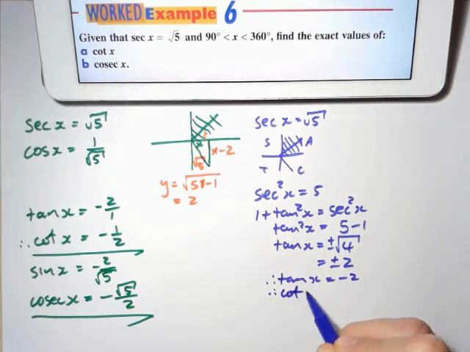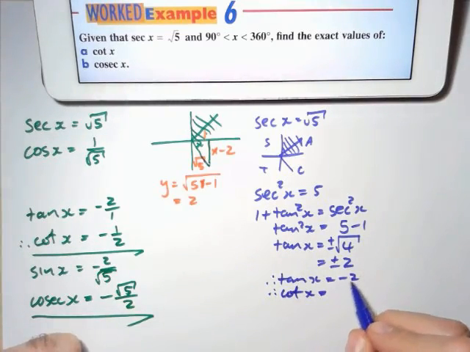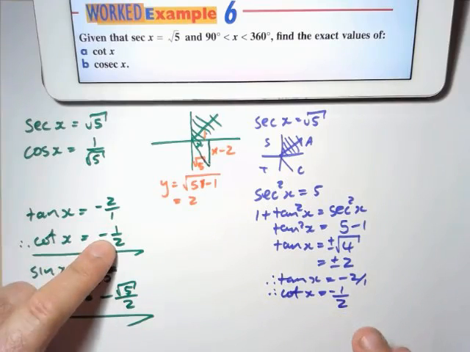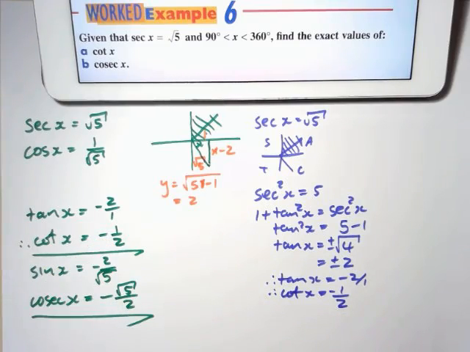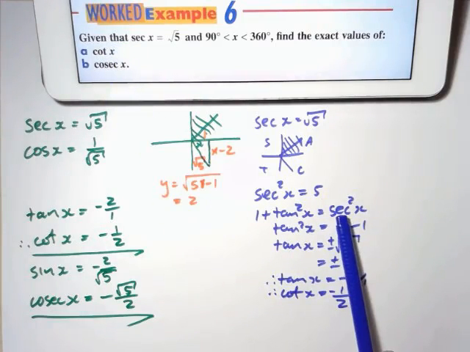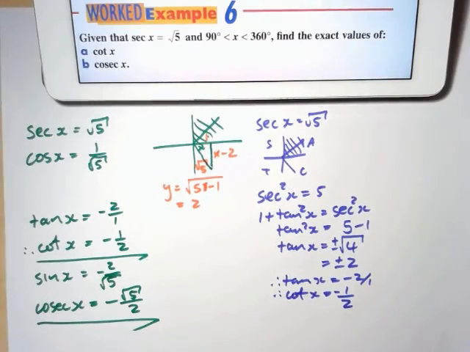Therefore, cot x equals the inverse of that. Remember, that's actually minus 2 over 1, so the reciprocal of that is negative 1 over 2. Same answer there, just a lot of words. So I might ask, solve this using the Pythagorean identities, or without the use of a calculator, and that is what you work towards.